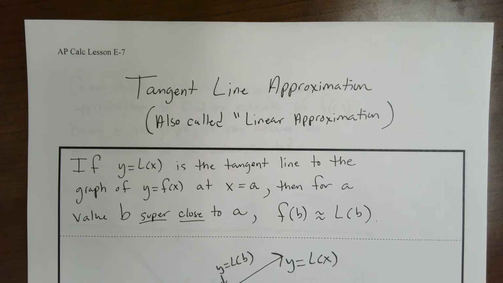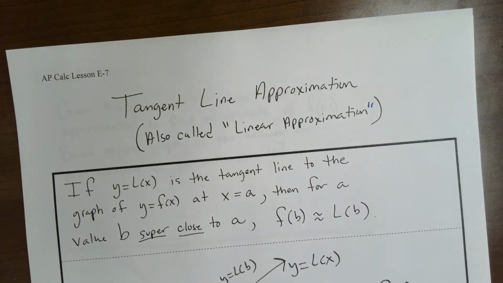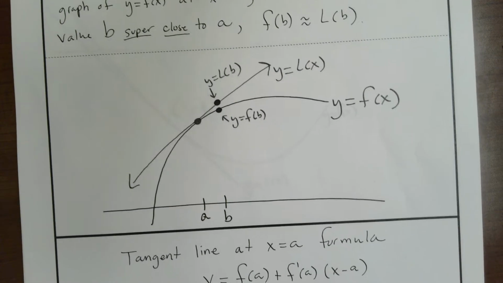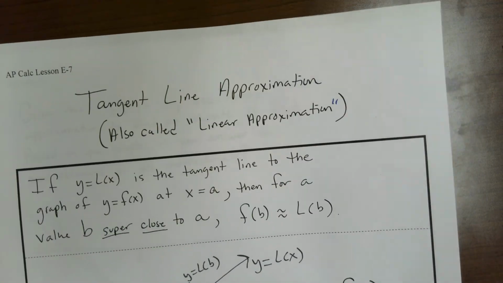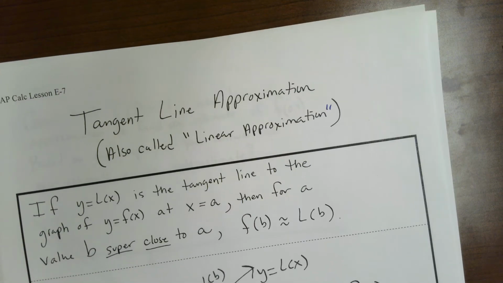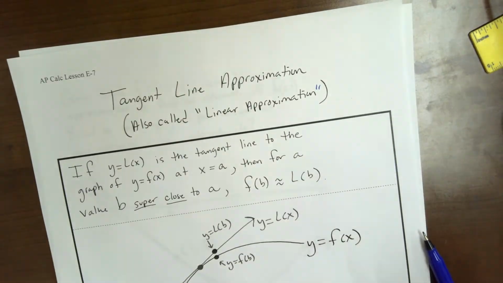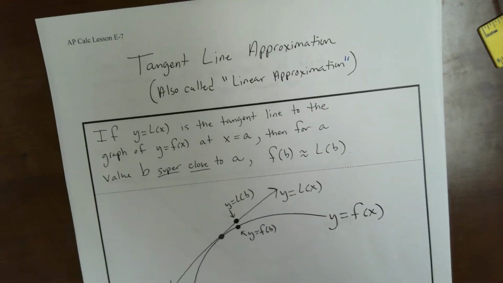Okay, guys, so this is the last lesson of the unit, and it's called tangent line approximation. Another name for this is linear approximation. So I'm just going to lay out for you a formula and how it works, and then we're going to do two examples, and they are much easier than what we've been doing this unit. So we'll finish with something nice and immediately accessible.